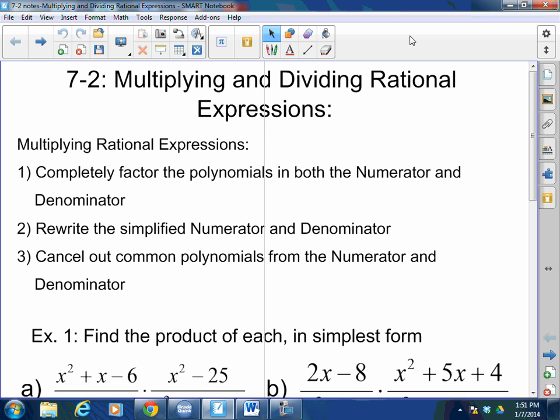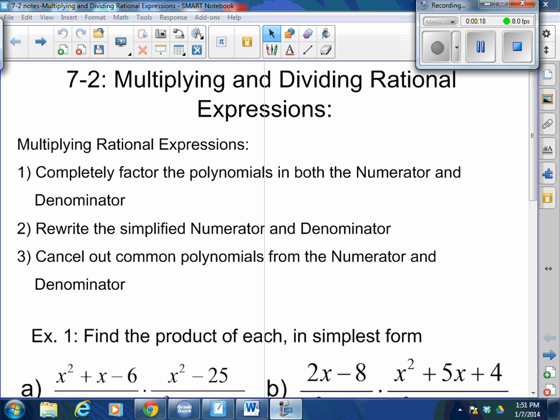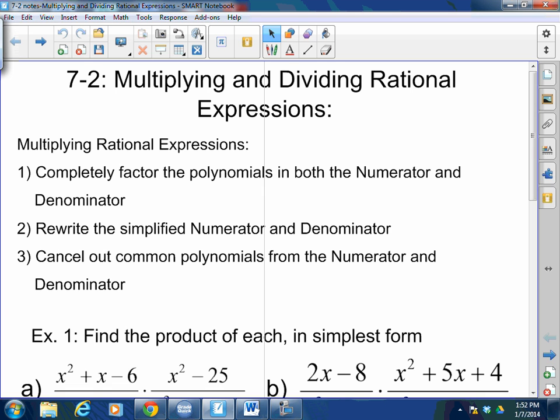Today we are going to be talking about multiplying and dividing rational expressions. Okay, guys, like I said, today we're going to be multiplying and dividing rational expressions. We're going to take one thing at a time. We're first going to learn how to multiply rational expressions, and it's pretty simple, guys.